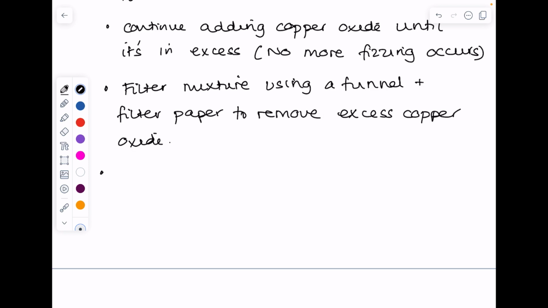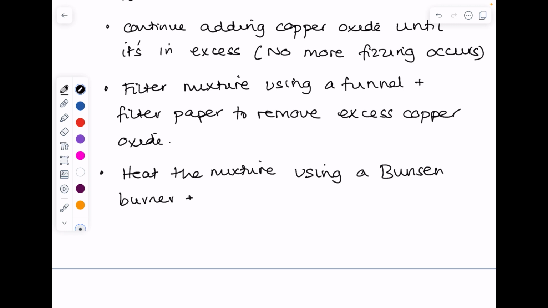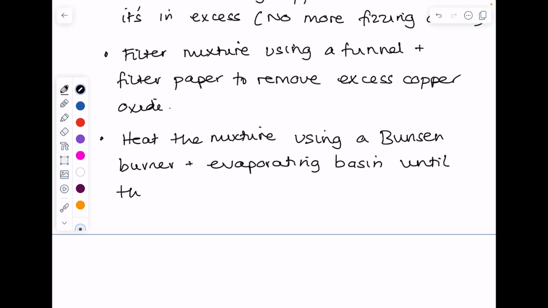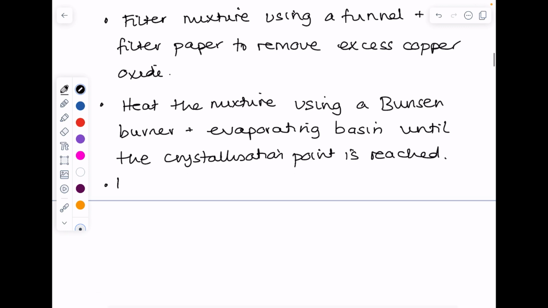Now our next step is to evaporate some of the water, so we're going to heat the mixture using a Bunsen burner and evaporating basin until the crystallization point has been reached. And then our last step is to allow our salts to dry. So leave to dry, and do specify how you're doing this on filter paper.